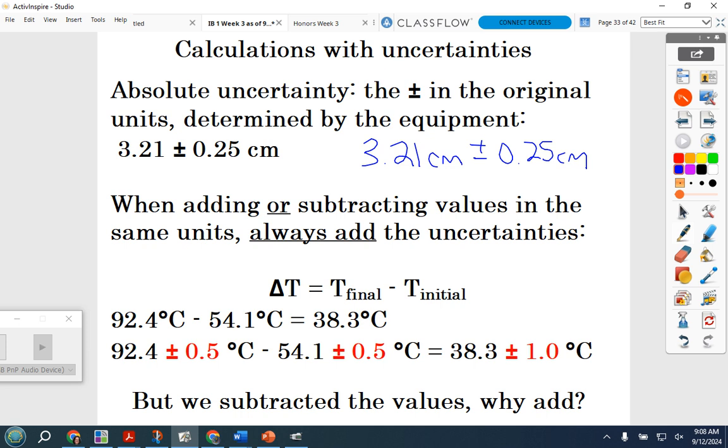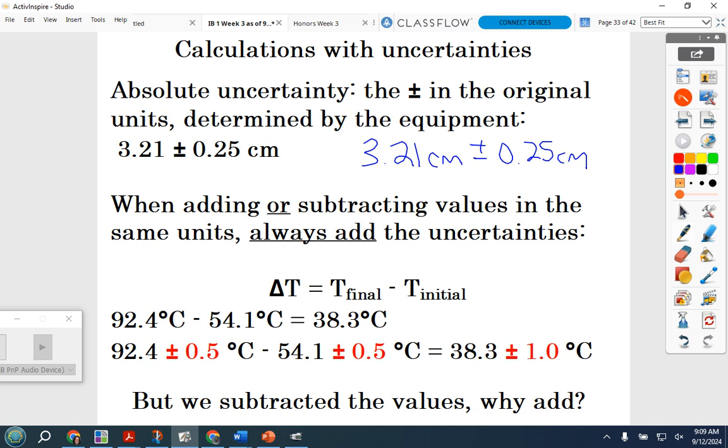Just because we're calculating stuff, just because we've got two different temperature measurements doesn't decrease the uncertainty. In fact, it increases it, because each of those measurements has an uncertainty. So when we're subtracting, we have to think about the whole range of possible temperatures represented by that, and that expands the uncertainty. Even though we're subtracting the numbers, we're adding the uncertainties together.